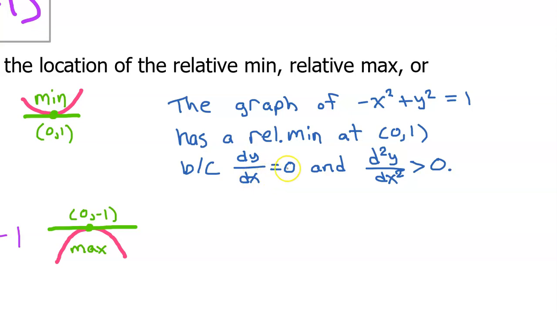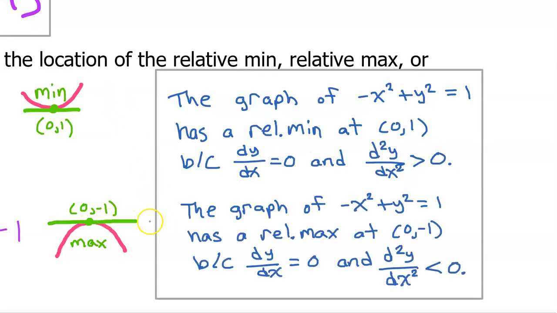dy/dx equals 0 tells us that we have a horizontal tangent line at that point. And then the second derivative being positive tells us whether it's concave up or concave down, which indicates whether it is a min or a max. Similarly, for the second point, we say the graph of negative x squared plus y squared equals 1 has a relative maximum at (0, -1) because the first derivative is equal to 0 and the second derivative is negative.